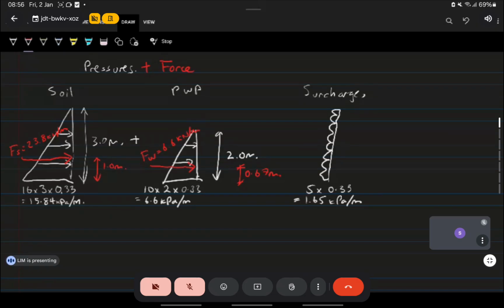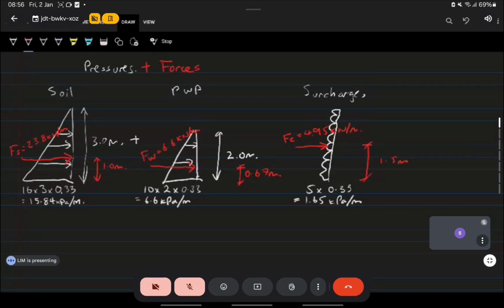And finally, for surcharge, now surcharge is UDL, it's not triangular. So it's a rectangular stress block, so it's going to be in the middle, at mid-height, so 3 divided by 2, so 1.5 meters. The resultant force, let's call it FC, for surcharge. So FC is 1.65 times the height, 3. You don't divide by 2 because it's rectangular, 4.95. Those are your resultant forces.